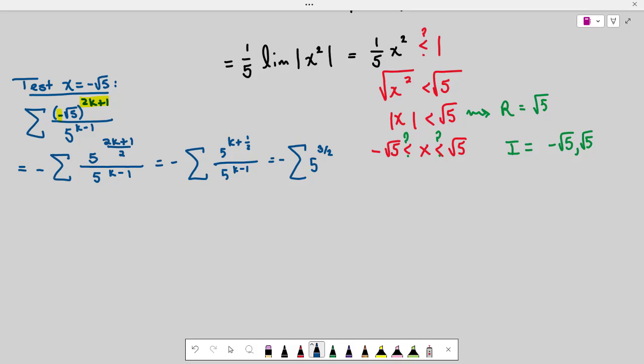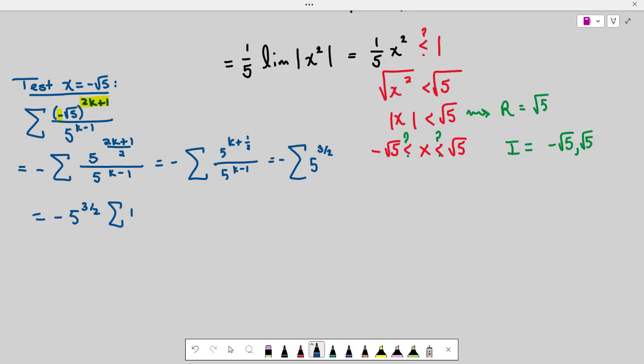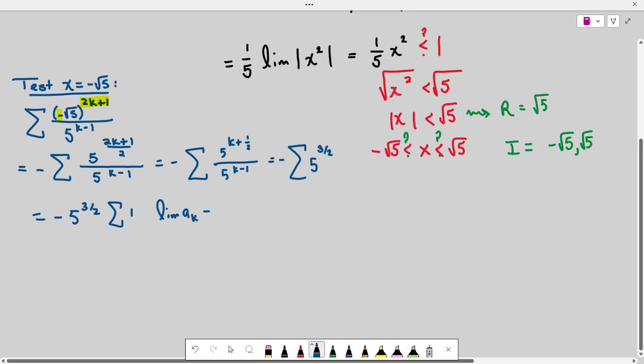The divergence test. Because the limit of a sub k, so let's just go crazy here and say, oh well, that's a constant, it can factor out. So if it's a constant and it factors out, then we're left with this. So the constant can factor out, and then we're adding 1 to itself forever. Right? Summation of 1, 1 plus 1 plus 1 plus 1 plus 1. So this right here, the limit of a sub k is not equal to 0, therefore diverge.